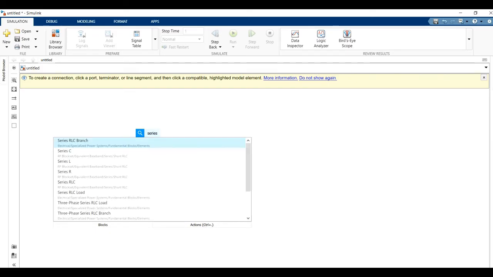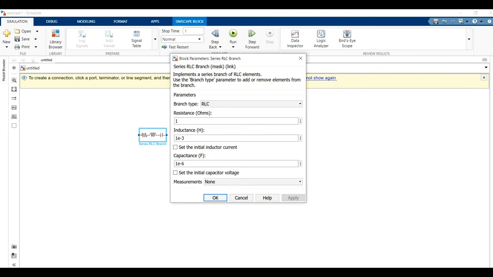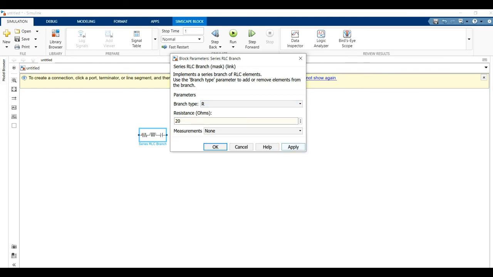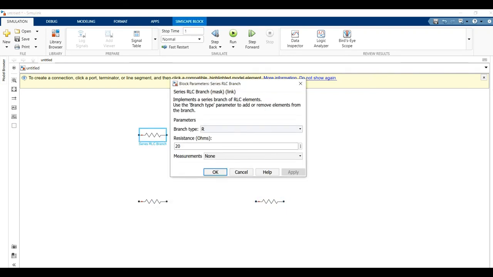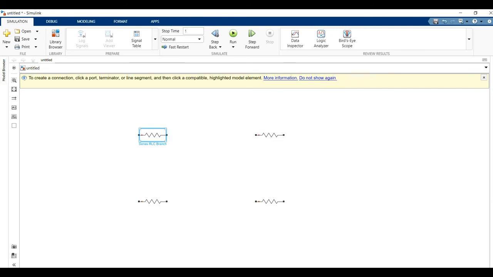Now we implement the Wheatstone bridge in MATLAB. We first take the series RLC branch, and we can change the value to 20 ohms or 10 ohms. We can take any, and we can change the branch type to R and apply OK. Now drag it, and we know that the Wheatstone bridge consists of 4 resistive arms, so we have taken 4 resistance arms.